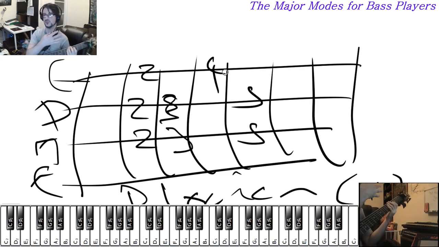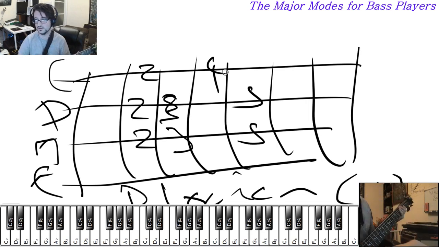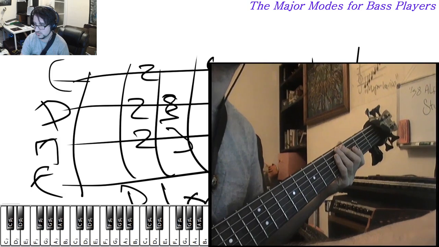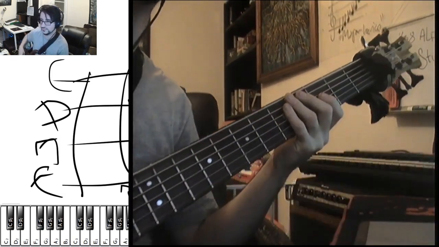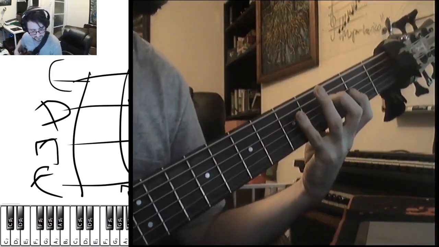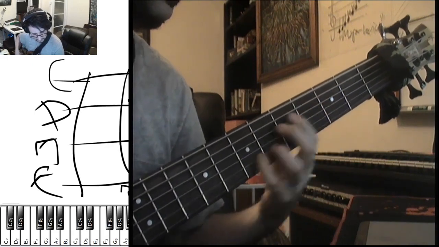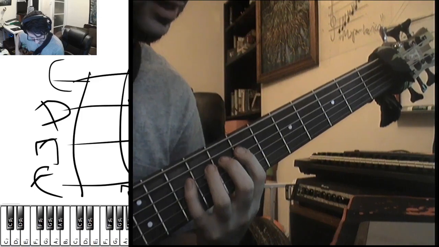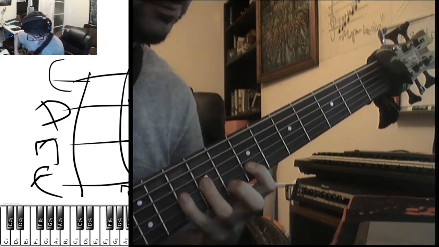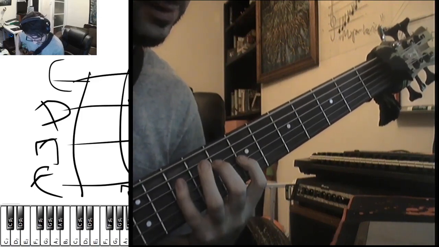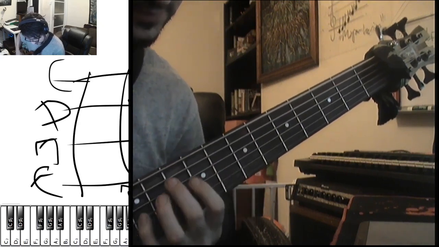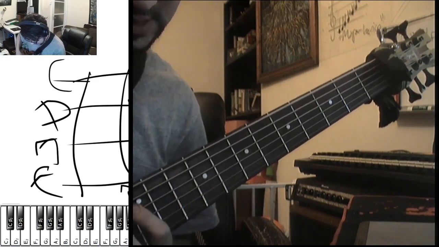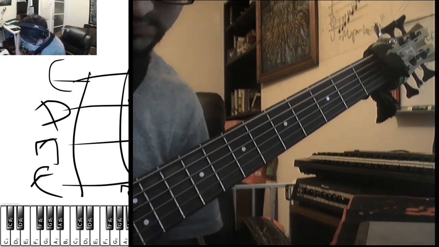And that is all the major modes on bass guitar. And just because I like doing it, I'll show you what they sound like all conjoined together. So we've got C Ionian, D Dorian, E Phrygian, F Lydian, G Mixolydian, A Aeolian, B Locrian.